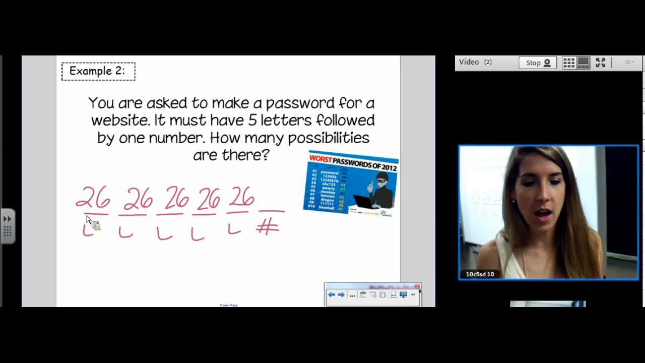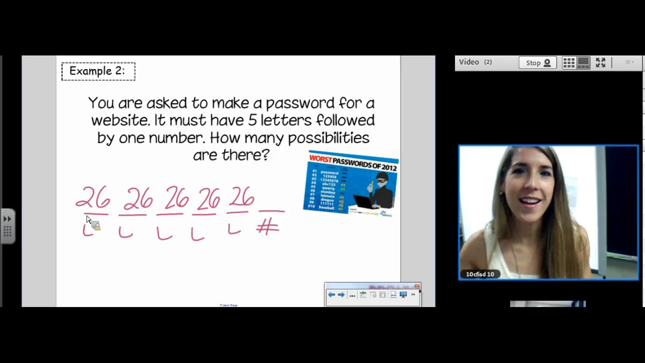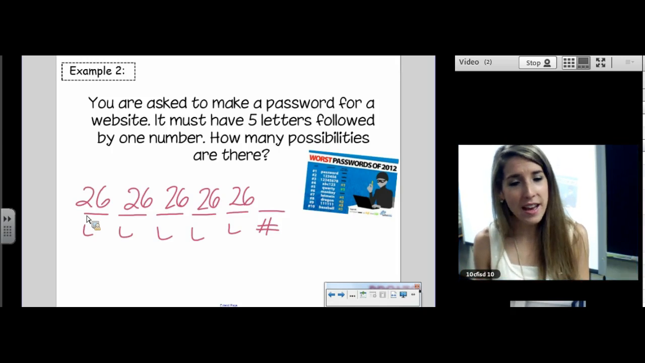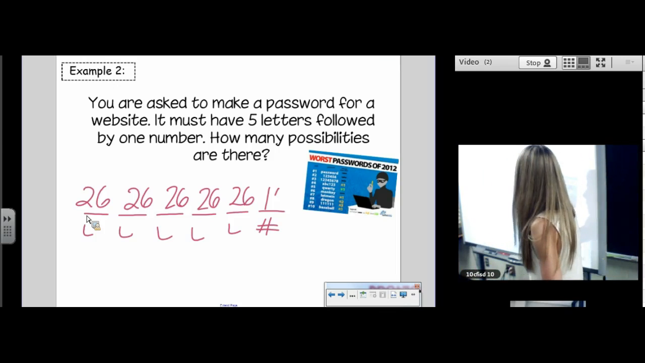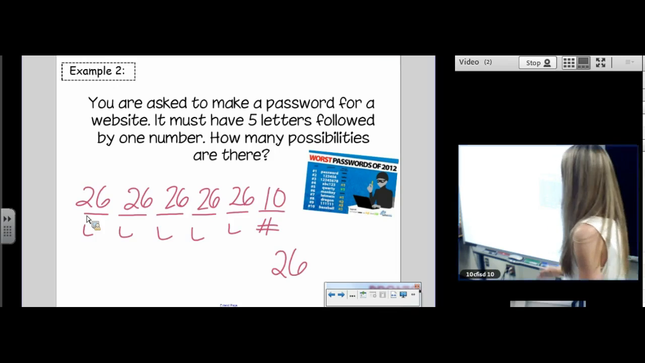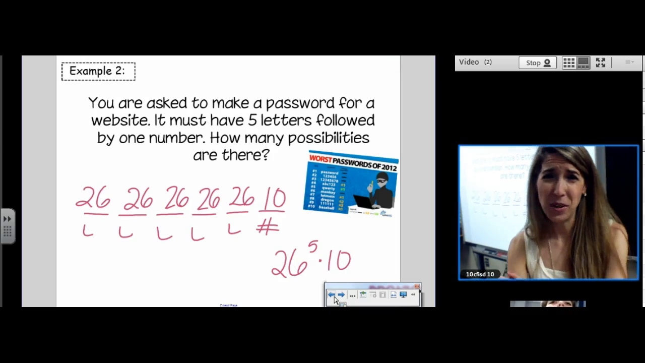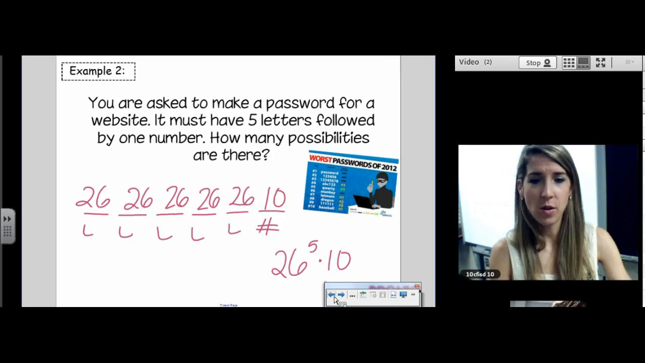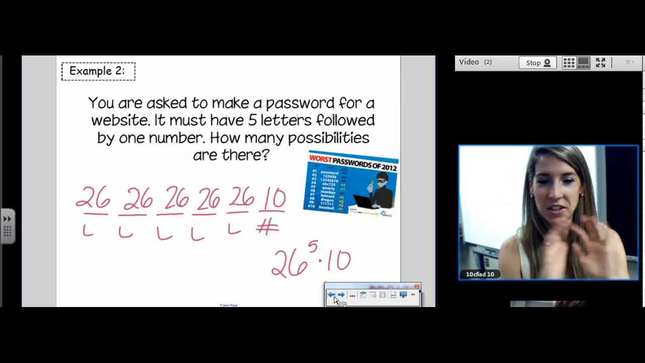What about for the number slot? How many choices? There's actually 10. Be careful. You just think 1 through 9. Okay, I have 9 choices, but you're right. 0 is a number. Don't leave him out. He's totally a number. 0 counts. So it ends up being 26 to the 5th times 10. The answer was a really large number, right? I mean, there are tons and tons of combinations if you are going to have a 6-digit password, and you can choose pretty much anything you want.